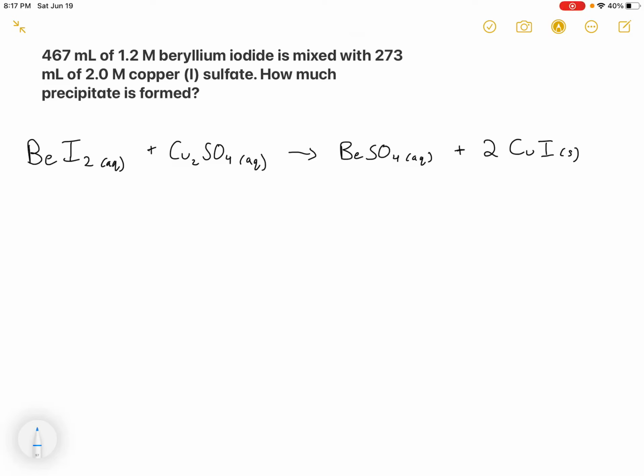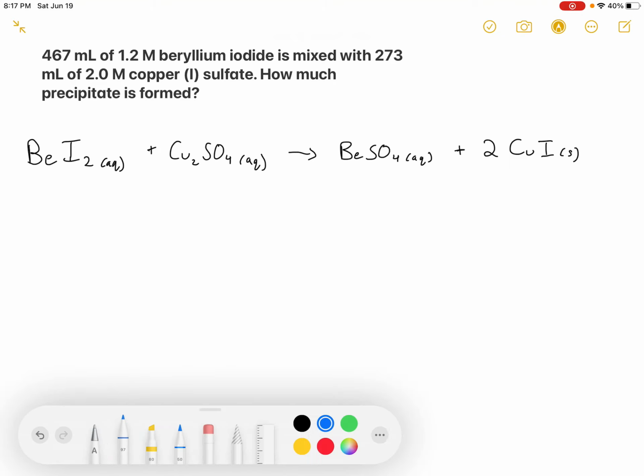In this video, we're going to be looking at another example of a precipitation reaction problem that will require stoichiometry and limiting reactants. So in this question, we are told that 467 milliliters of 1.2 molar beryllium iodide is mixed with 273 milliliters of 2 molar copper 1 sulfate. How much precipitate is formed?